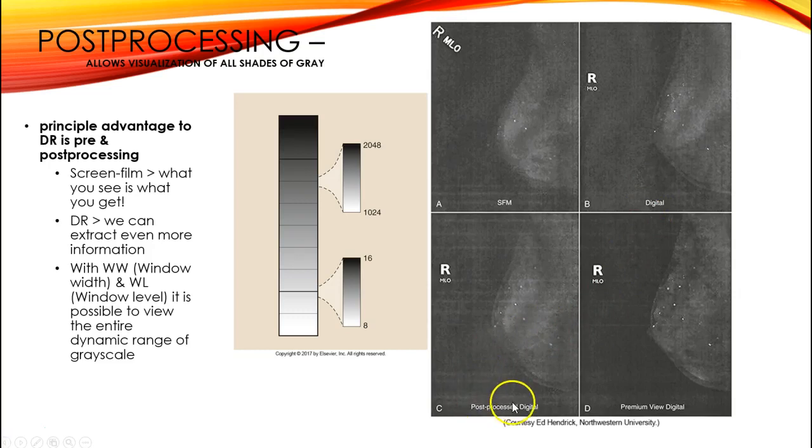Okay, with post-processing digital, we see even more resolution because we can manipulate with the window width and the window level. This slide right here shows you if this is your original levels from white to black and all the shades of gray in between. With digital imaging, you can take just this little area and window width and level it again to see more shades of white and more shades of black. So this is increasing how many shades of gray that you can visualize exponentially. Okay, so with window width and window leveling, it is possible to view the entire dynamic range of grayscale.